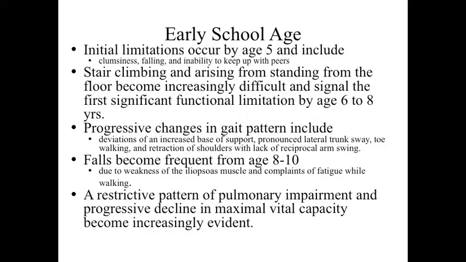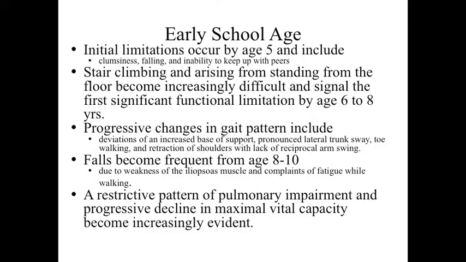Early school age. The initial limitations occur by age 5 and tend to include clumsiness, falling, and inability to keep up with peers, especially while playing. Stair climbing and arising from the floor become increasingly difficult at this age and signal the first significant functional limitation by age 6 to 8 years old.